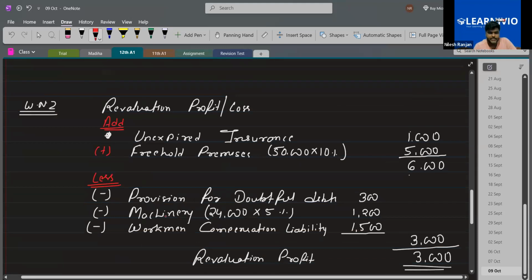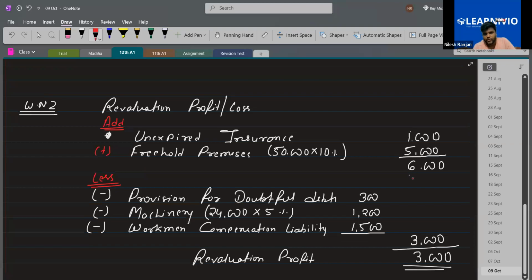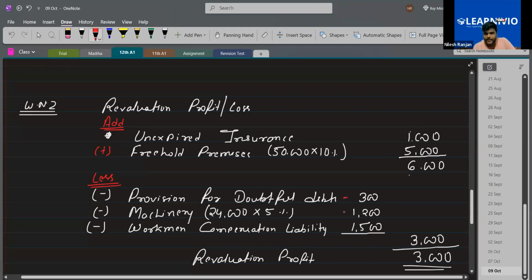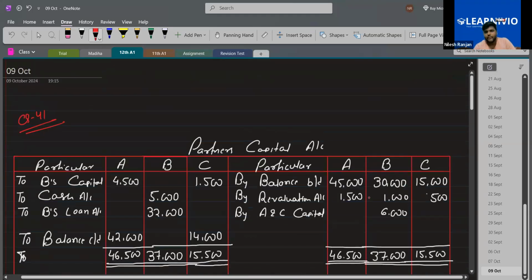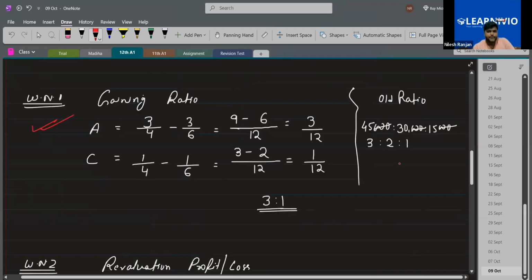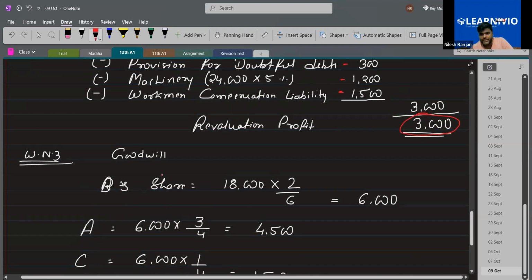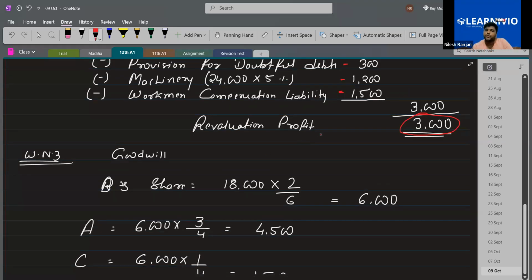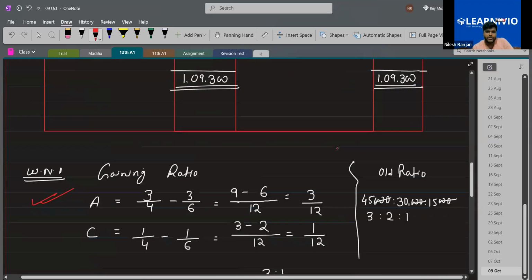And this is the loss side, means these are the losses, these are the gains. So 1,000, 5,000, total 6,000, and here 300, 1,200 and 1,500, total 3,000. So it is a profit of 3,000, which is distributed in the credit side of the partners' capital, 1,500, 1,000 and 500. Actually for this there is no space left, that's why I didn't do the calculation. Otherwise I have to do 3,000 into 3 by 6, 3,000 into 2 by 6 and 3,000 into 1 by 6, and then calculate this amount.